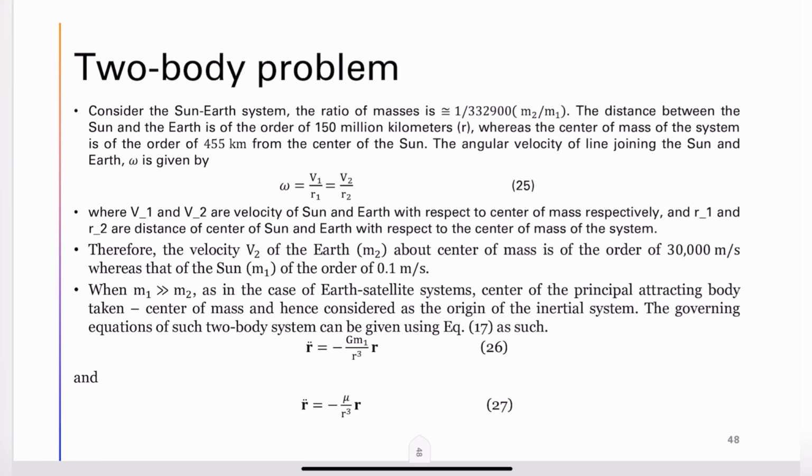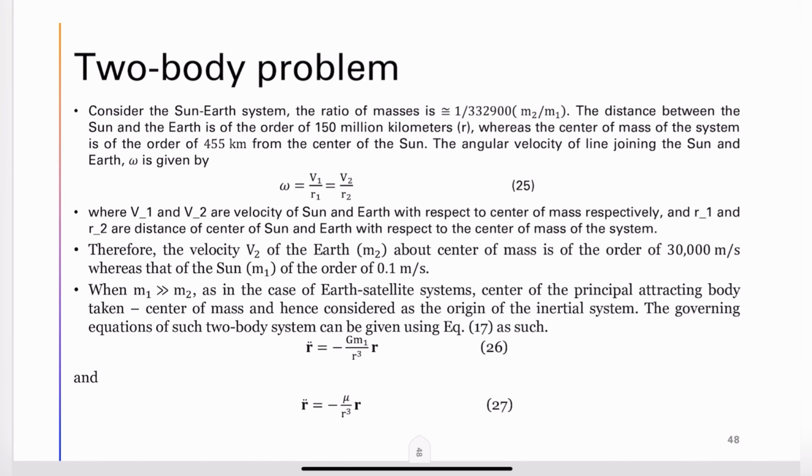Now the angular velocity of the line joining the sun and earth is omega, and it is given by omega is equal to v1 divided by r1. v1 is the velocity of the sun, and r1 is the position vector of the sun with respect to the barycenter. That is equal to v2 divided by r2, where v2 is the velocity of the earth and r2 is the distance of the center of the earth from the center of mass of the system.